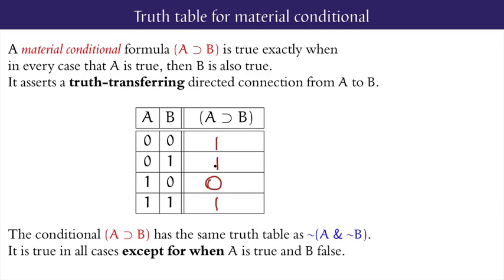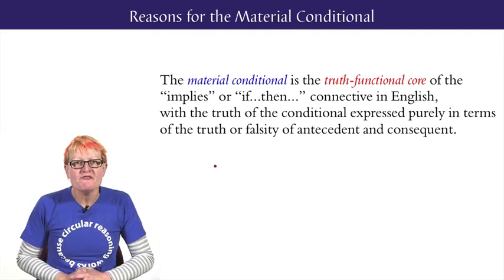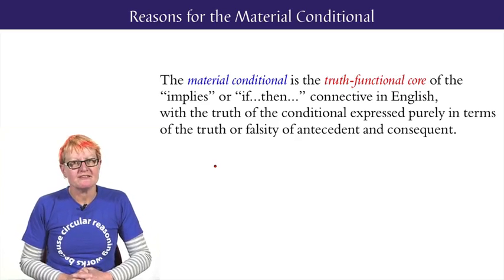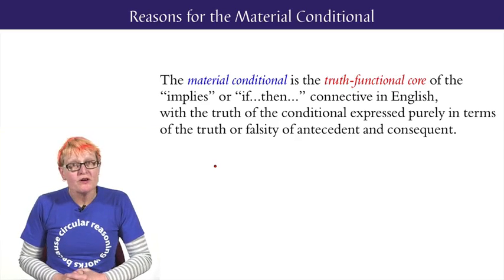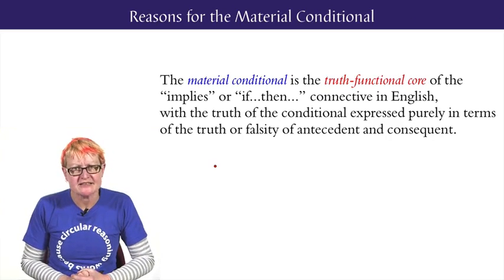Combining these four cases, we see that the material conditional, A horseshoe B, has the same truth table as not A or B. It is true in all cases except for when A is true and B is false. The material conditional is the truth functional core of the implies or if-then connective in English, with the truth of the conditional expressed purely in terms of the truth or falsity of the antecedent and the consequent.